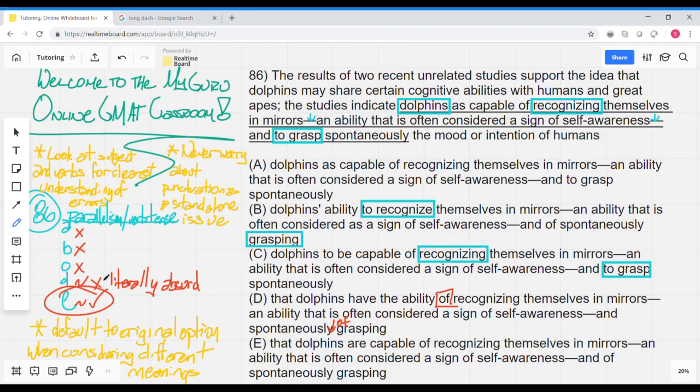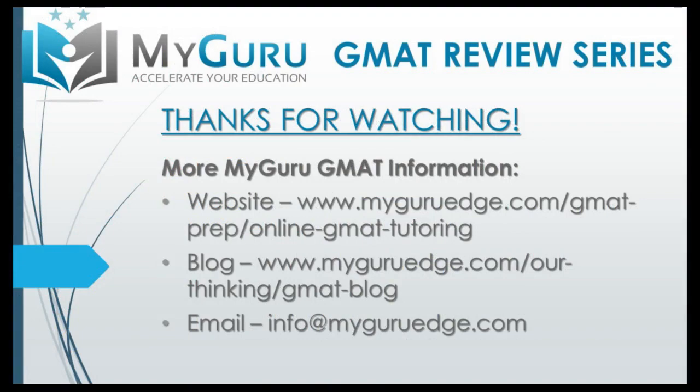And once we read it into the sentence, the results of two recent unrelated studies support the idea that dolphins may share certain cognitive abilities with humans and great apes. The studies indicate that dolphins are capable of recognizing themselves in mirrors, an ability that is often considered a sign of self-awareness, and of spontaneously grasping the mood or intention of humans. We prove that choice E is in fact correct.